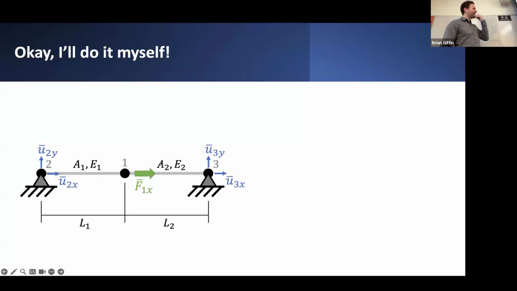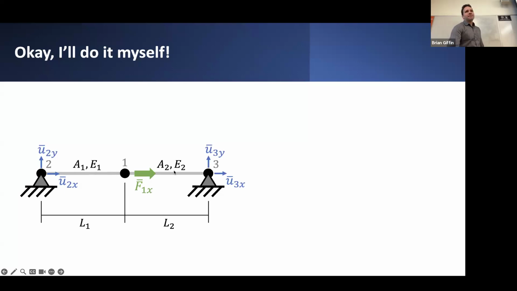And you can see I'm taking an interesting approach to labeling the nodes in this case. Rather than going 1, 2, 3, I'm starting with 1 as the middle node, 2 is the left one, 3 is the rightmost one. That's really just for the sake of convenience, so I don't have to rearrange the rows and columns of my stiffness matrix later when I'm trying to do that partitioning. So it's really just a minor sub-optimization, if you like, in the problem-solving strategy. Otherwise, we just have a force in the x direction here.